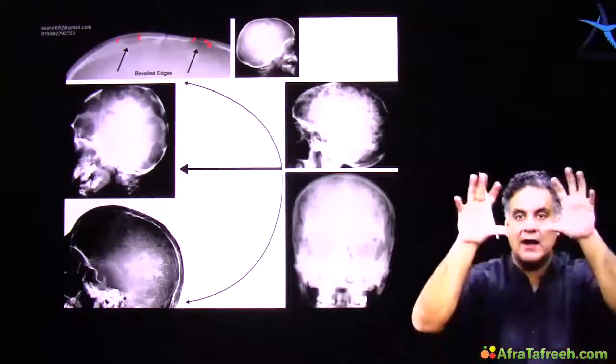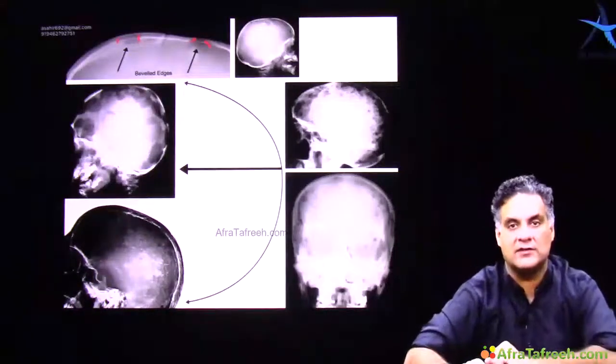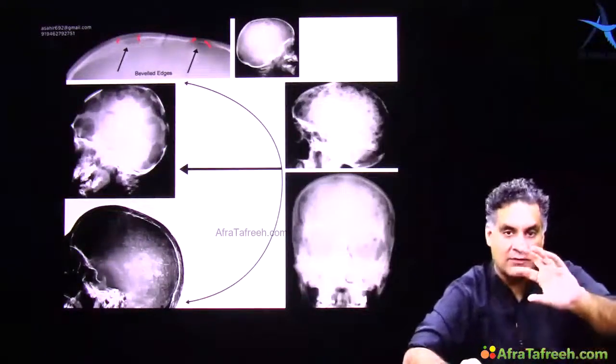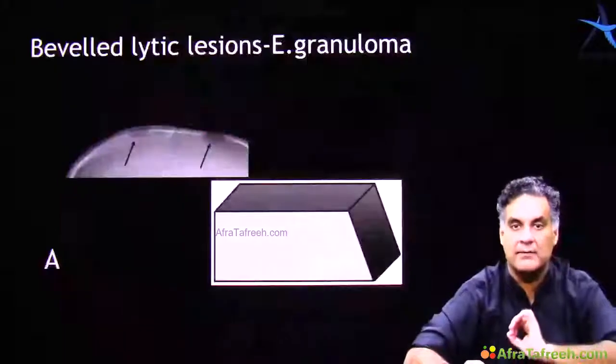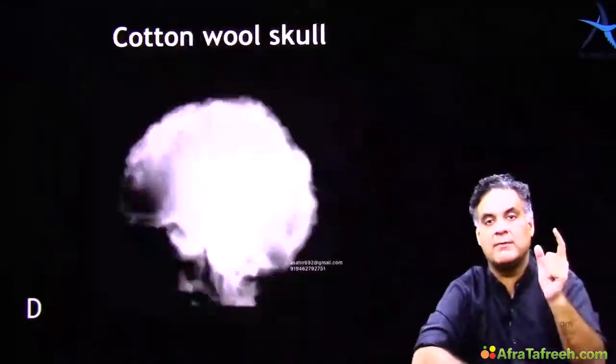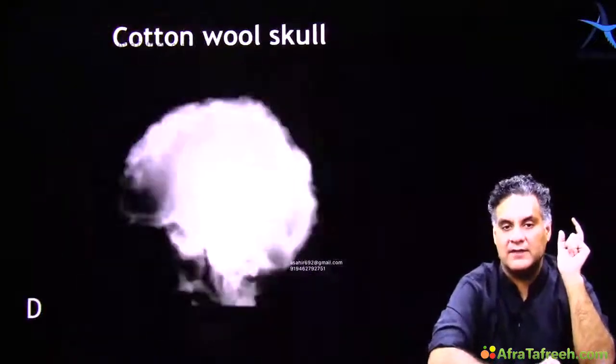They can have large lesions called permeative lesions, again seen in histiocytosis. Or they can have dots like a mixed paper of salt and pepper, called salt pepper skull. So beveled lesion, permeative lesion, salt pepper skull. Salt pepper skull is a feature of hyperparathyroidism.